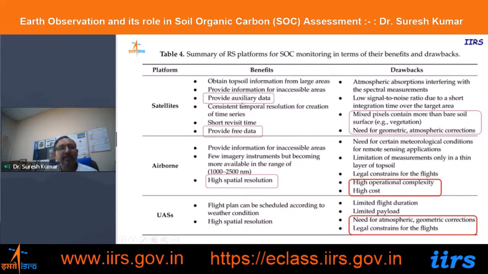With satellite data it is medium resolution, but with airborne you have high spatial resolution. But the cost is very high and there is operational complexity. That's why airborne is very costly and very complex to analyze. UAV is coming these days, but there is a problem in doing atmospheric and geometric corrections. It is being used today, and it can provide you high spatial resolution data. So satellite data may be very useful for mapping soil carbon in coming years.